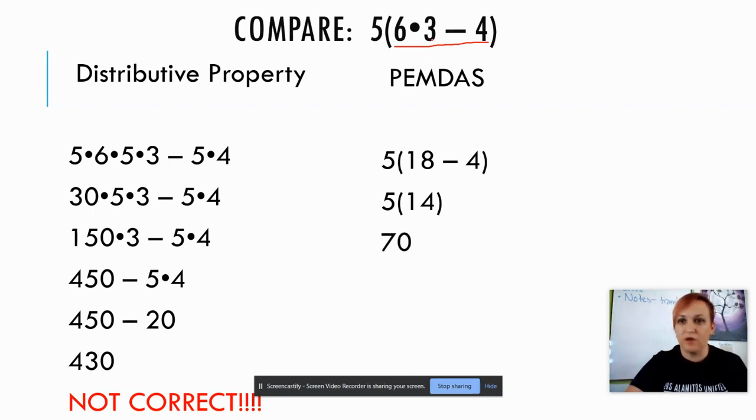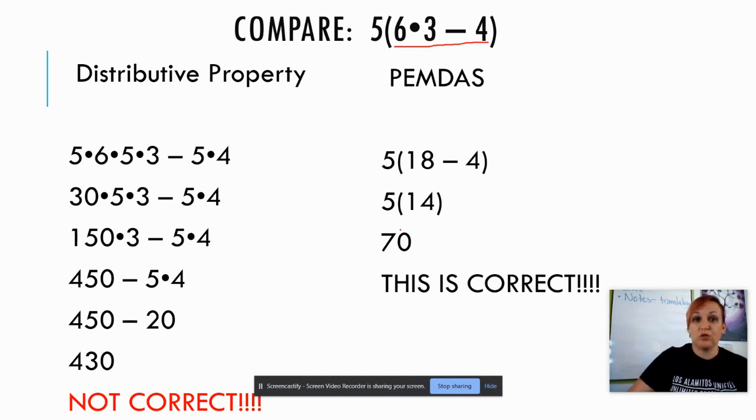It is not 430. So much smaller than 430. And this is the correct answer. 70 is correct. Okay, and so look at how different it is. So when you do the distributive property, you run the risk of maybe doing it incorrectly and then getting a number that is way far off from what the actual number is. So make sure that if a problem has only numbers in it, that you're using PEMDAS. The distributive property is only for numbers with variables.